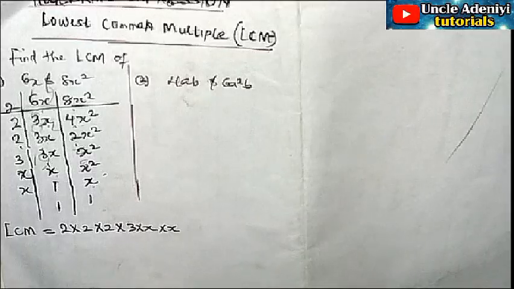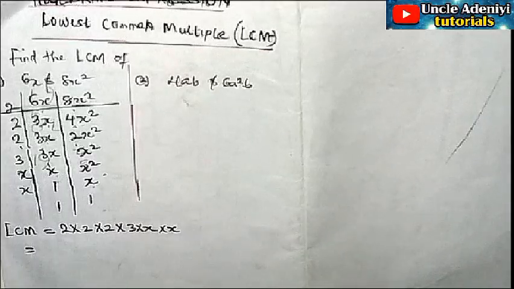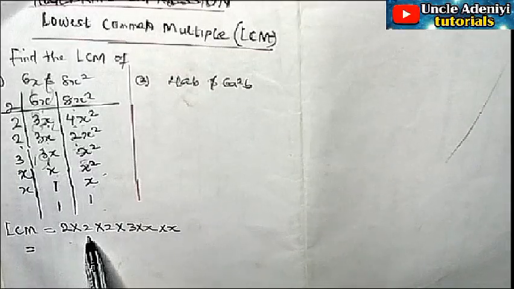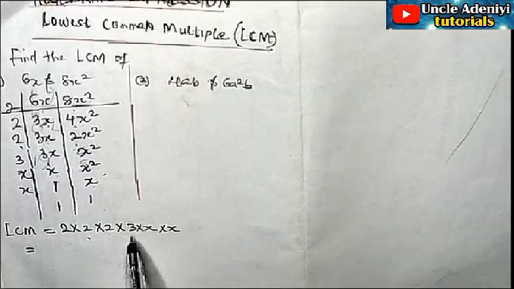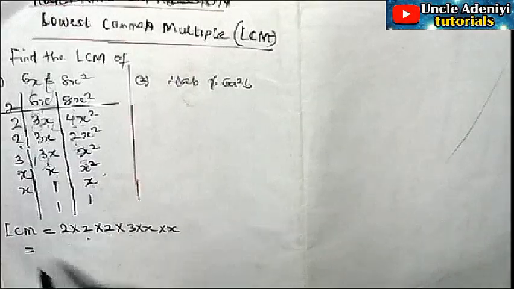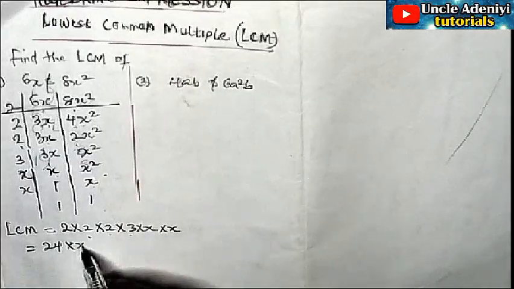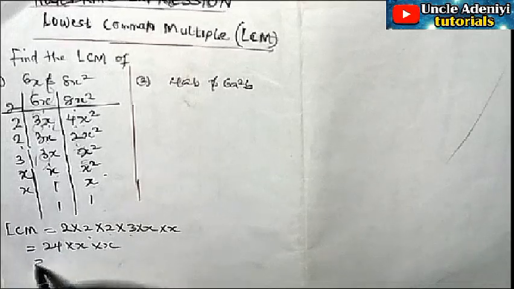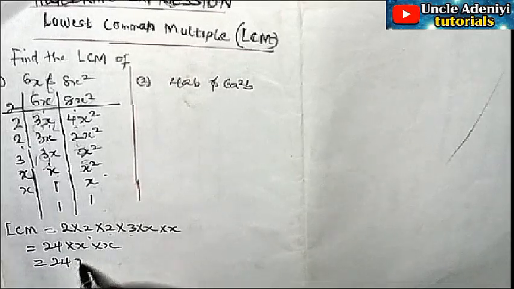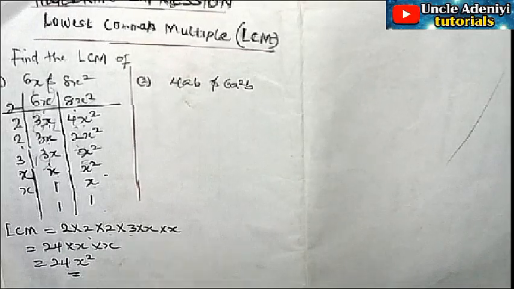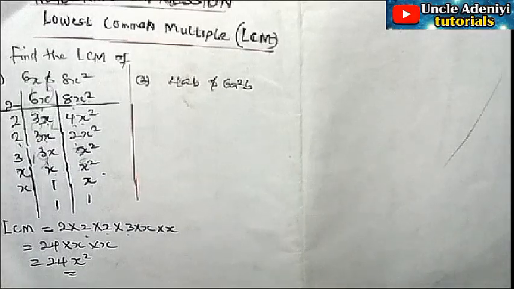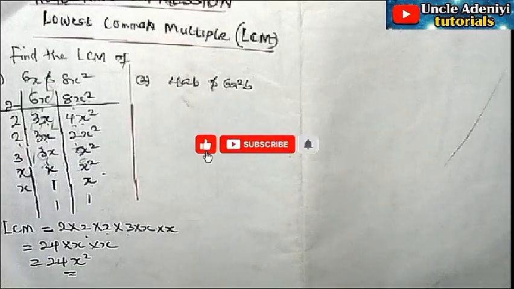Do you understand? So now which will give you what? 2 times 2, 4. 4 times 2, 8. 8 times 3, 24. 24 times x times x, right? So it should now give you 24x squared. So that is your LCM. You can see it is very, very simple.